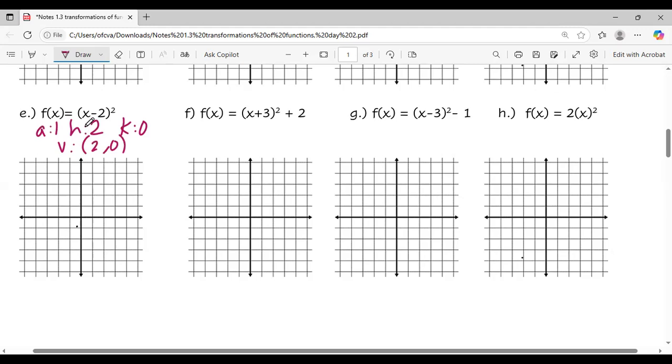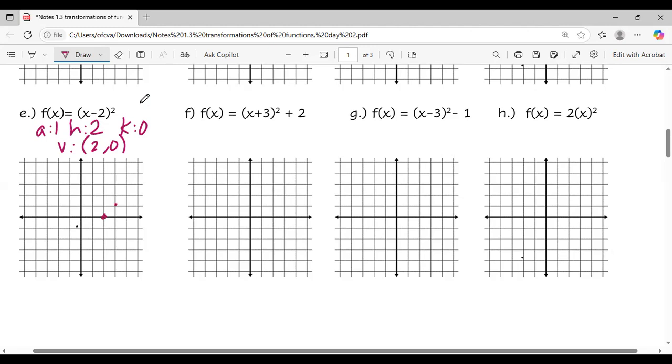So because your h is positive, right? When you pull it out, remember this is x minus whatever your h value is, which happens to be a positive. So 2, 0 is going to shift your graph to the right. So 2, 0 is here.